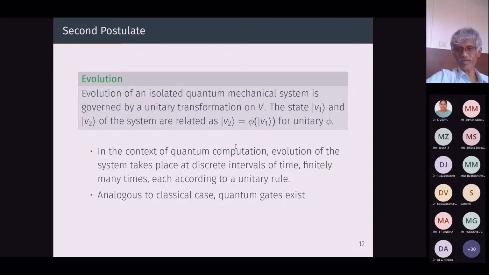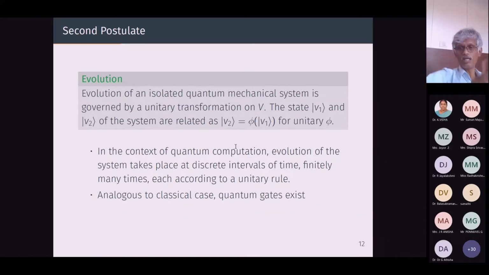That you can always find such a unitary transformation phi such that ket of V2 is equal to phi, meaning the image of ket of V1 under this phi. Okay, you can always find a unitary such that ket of V2 equals phi of ket of V1.